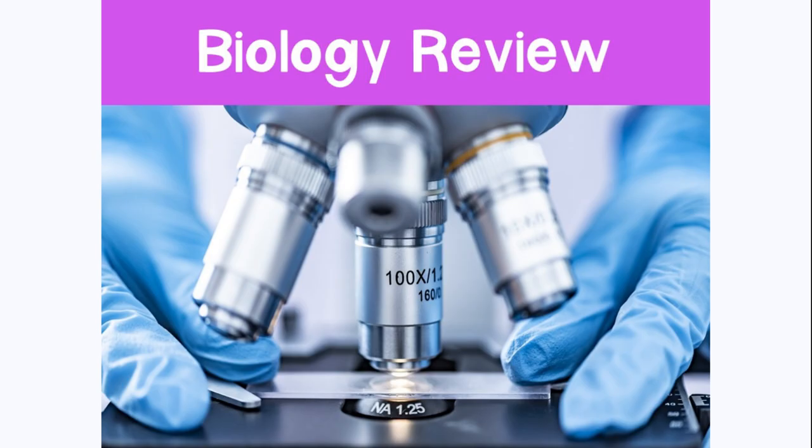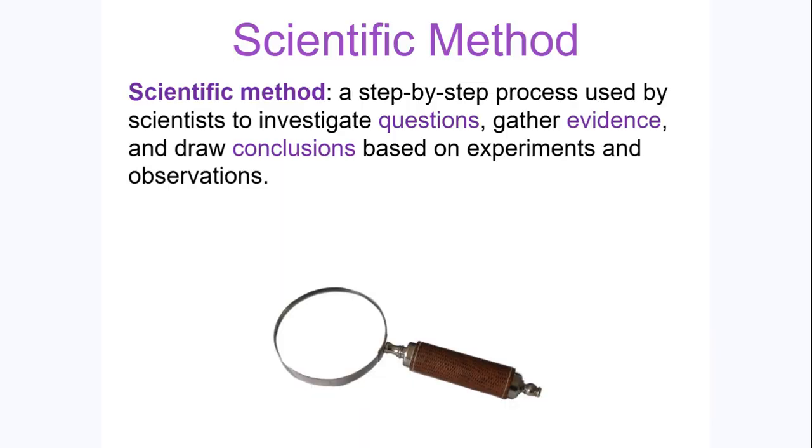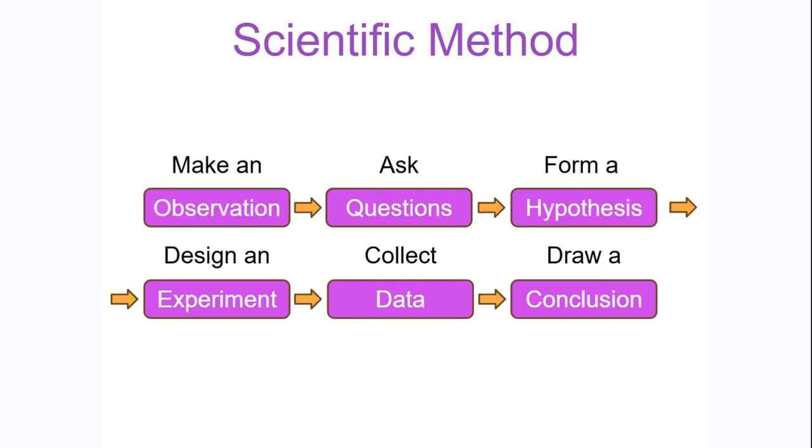So, a little bio review. What is the scientific method? Well, it's a step-by-step process used by scientists to investigate questions, gather evidence, and draw conclusions based on experiments and observations. So the first thing you have to do is make an observation, right? And then from that observation, you have to ask a question.